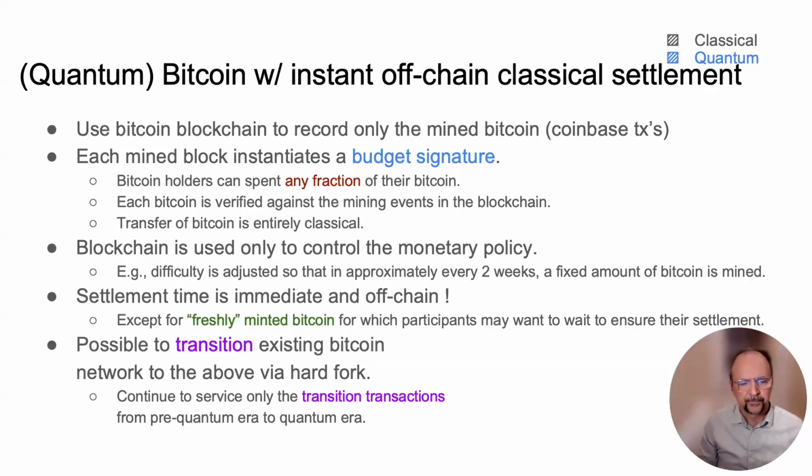And then as a final point here, if such a protocol can be constructed, it's possible to transition the existing Bitcoin network via hard fork to this quantum version. So the only thing that's needed is to continue to service the transition transactions that go from the pre-quantum era to the quantum era, and then you can go to that setting where you have off-chain transactions with instant settlement.